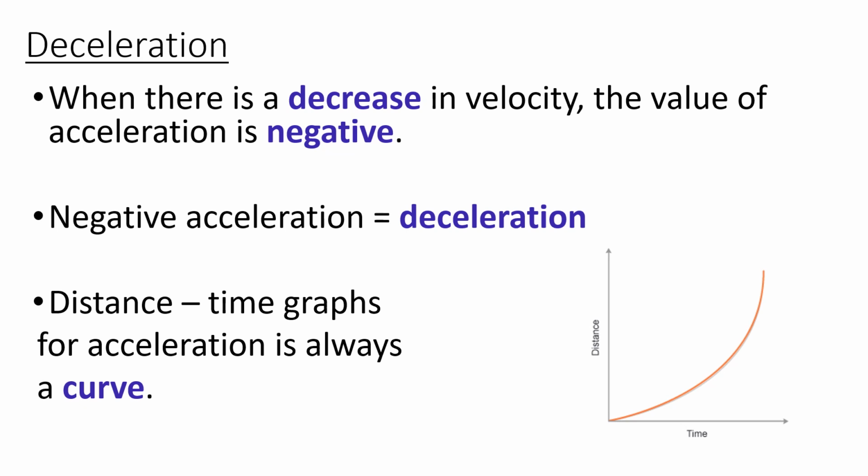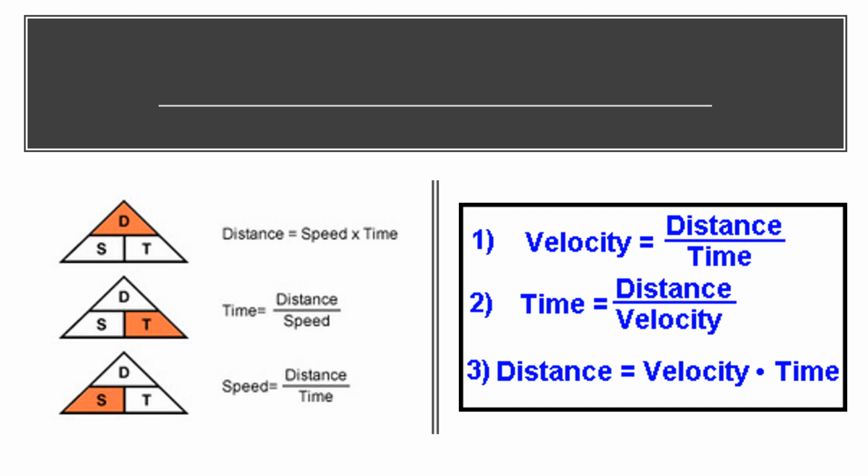In deceleration class, there is a decrease in velocity. The value of acceleration is negative, so the negative acceleration is equal to the deceleration. Take note that distance minus time graphs for acceleration is always a curve. So take note of this graph in motion. So the distance from here, it is always a curve when you accelerate an object. Okay, ito po yung formula para makuha natin ang distance, the time, and the speed, and the velocity.